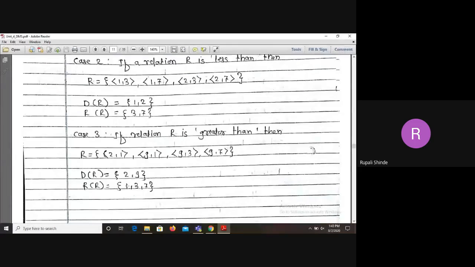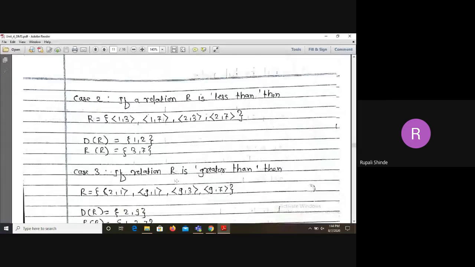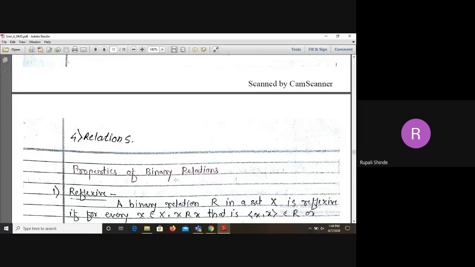So again, the domain of this relation R is the first element from each and every ordered pair, and that is {2, 9}. 9 is common between all these three pairs, so we write it once. And the range is {1, 3, 7} because it always refers to the second element. So this is the concept of domain and range of a relation.